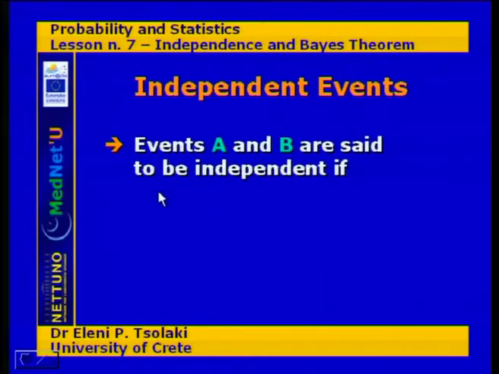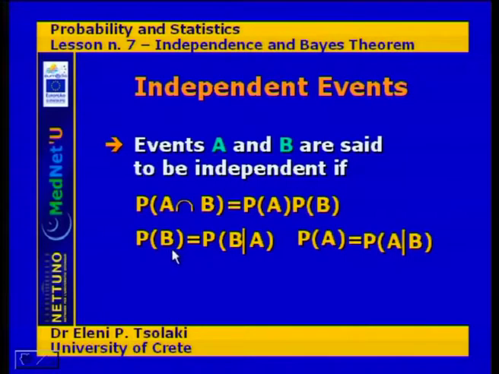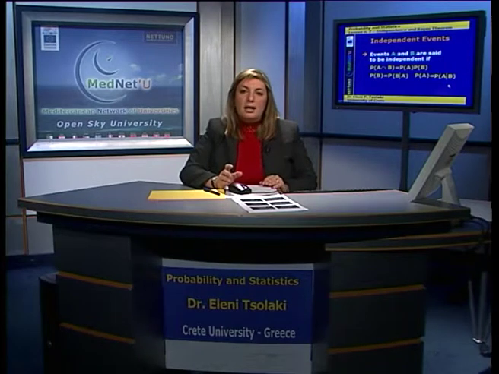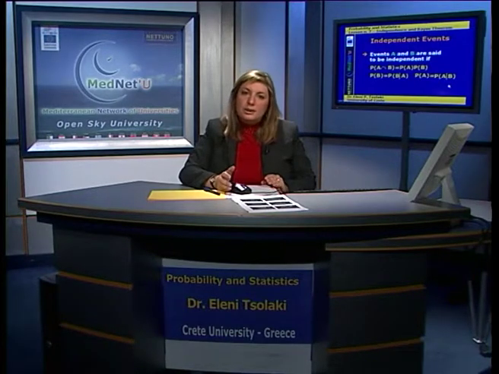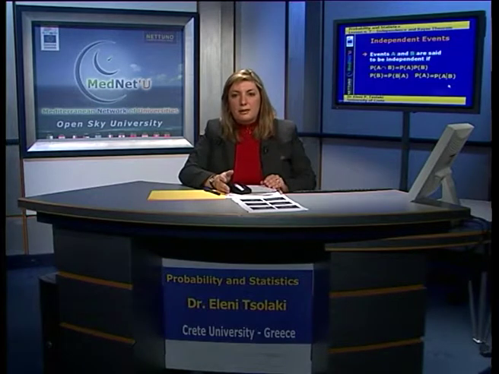Independent events. The definition of independent events is that events A and B are said to be independent if the probability of the intersection of events A and B equals the probability of A times the probability of B. From here, from the definition, we can prove that the probability of B equals the probability of B given A, and the probability of A equals the probability of A given B. This tells us that the fact that we know that an event has occurred does not affect the probability that the other event will occur.